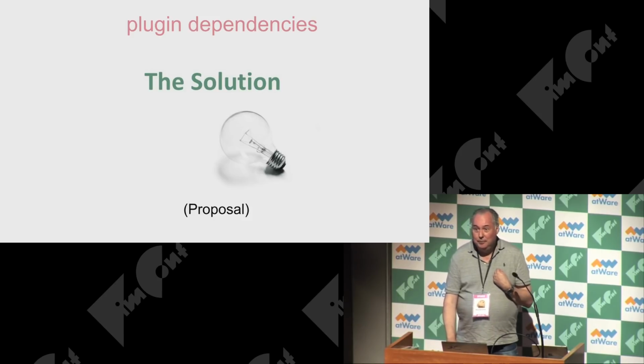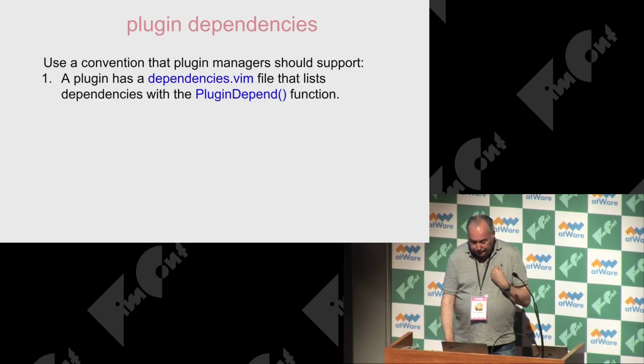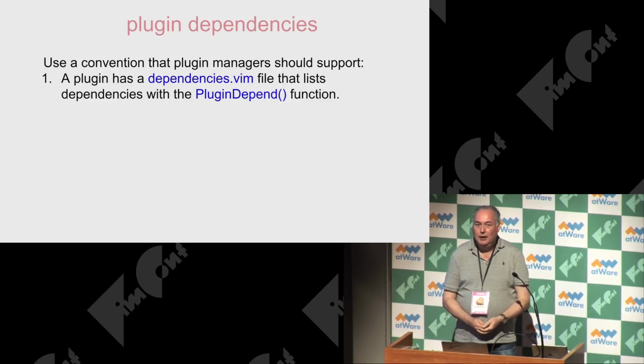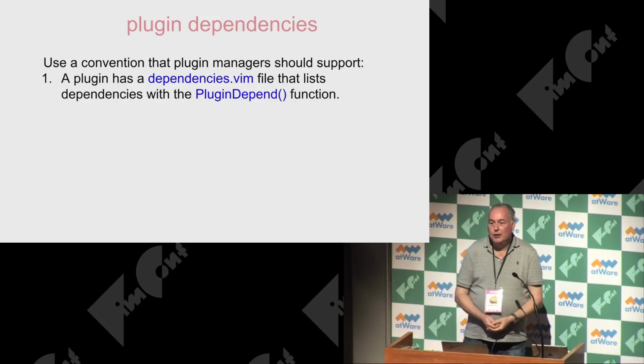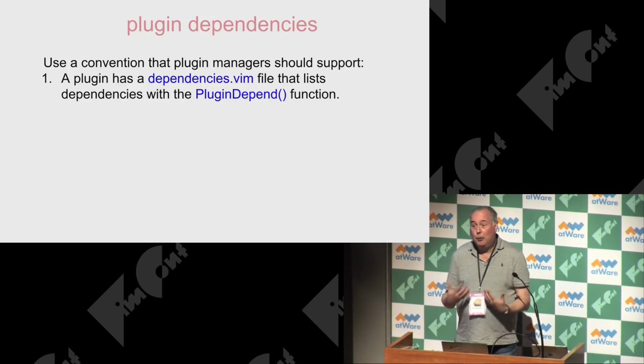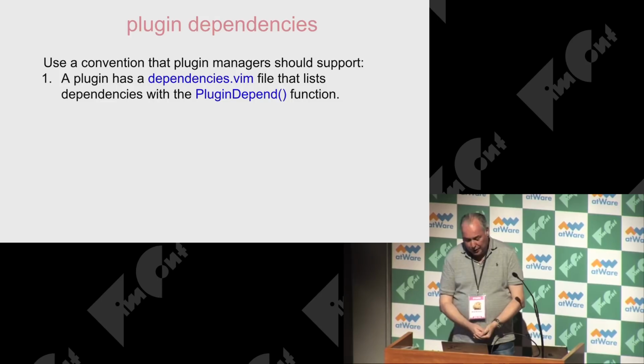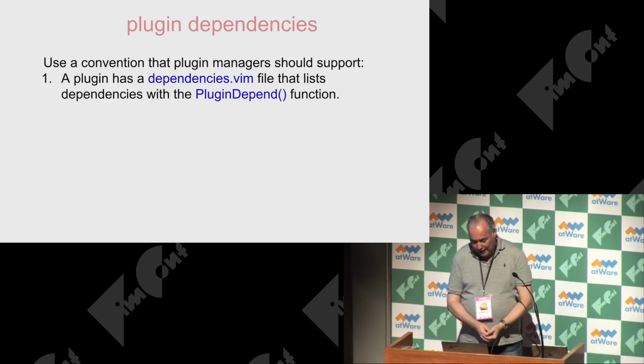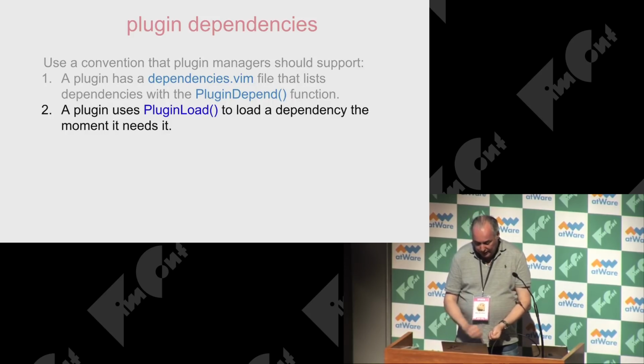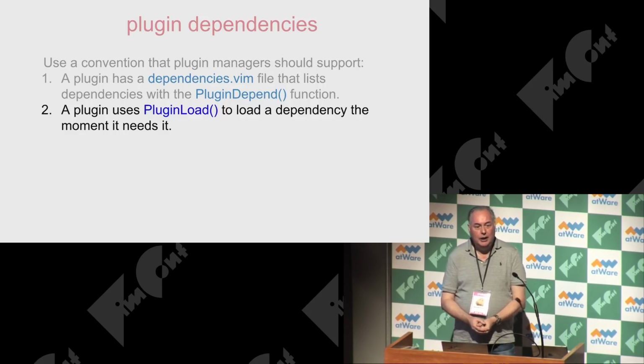So I have a proposal how we're going to solve this. And hopefully there will be discussion later about how well this works. First of all, a plugin that you install needs to declare its dependencies. And we can just pick one file name, and I'm proposing dependencies.vim, which is very obvious. And it contains calls to plugin depend. And this function would basically declare the dependencies, and then there's another function that says load the dependencies. So there's the declaration of the dependency and actually loading the dependency.